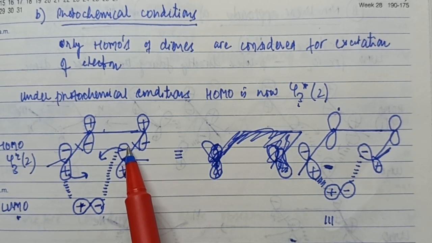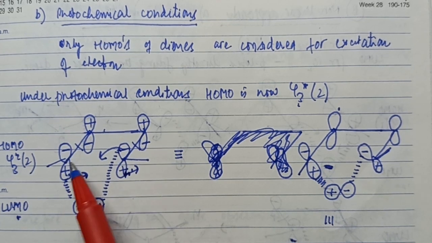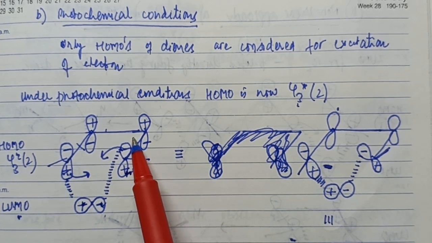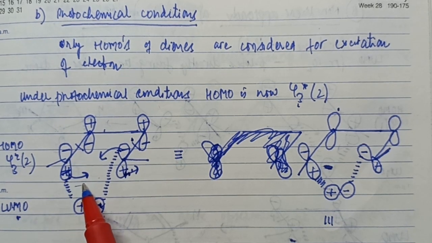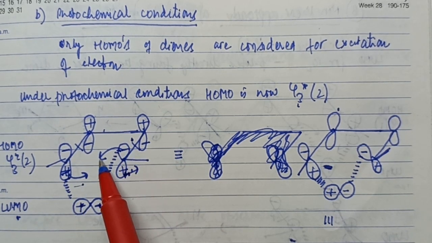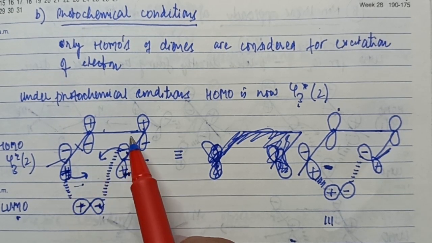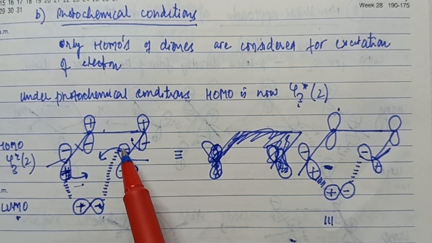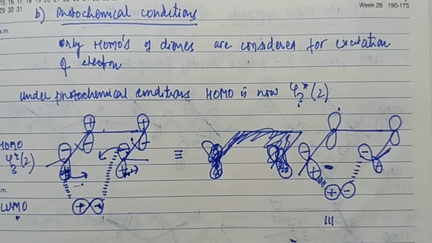In fact, in order to achieve bonding interaction, the opposite face has to add. Therefore, antarafacial addition is occurring on the diene. Moreover, indirectly I can say this plus lobe is moving in this direction, this minus lobe is moving in this direction, or in other words, this and this lobes are interacting. This lobe is moving anti-clockwise, and this lobe is also moving anti-clockwise. That means the process is conrotatory in nature.